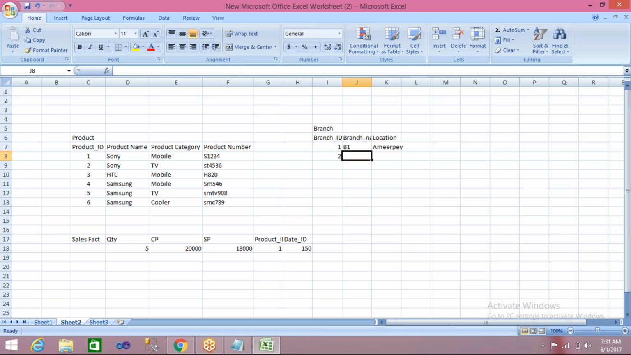And branch ID 2 might be some branch 2, and again this is also in Amirpet. So similar branches, two branches in a single area in one location. Again there might be some others, from KP, HB, something like that.